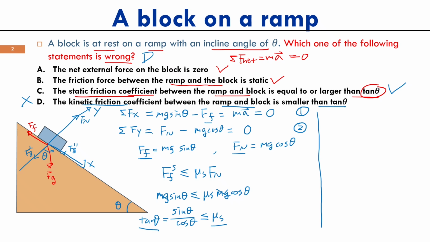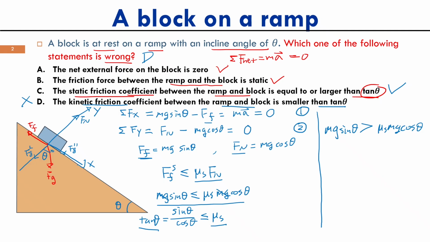From this question, you can see that there is a component of gravity pulling the block down the ramp, which is mg sine theta. And the static friction force can oppose that motion. The maximum static friction force can be as large as mu s times mg times cosine theta. So in this case, our mg sine theta is smaller than the maximum static friction force, so the block is at rest. What if mg sine theta is larger than mu s times mg cosine theta? Then the block is going to go down.